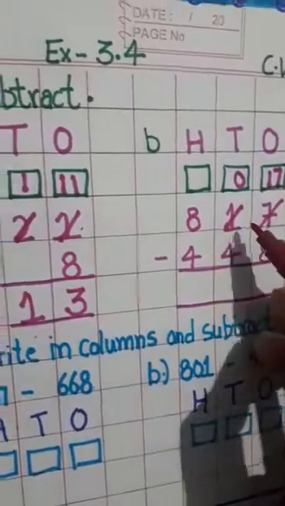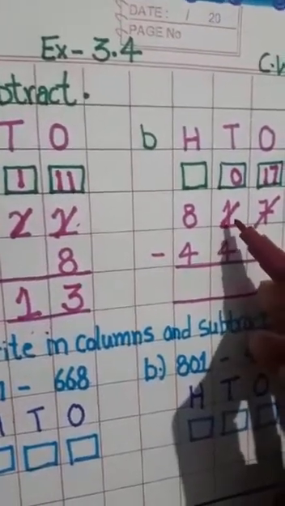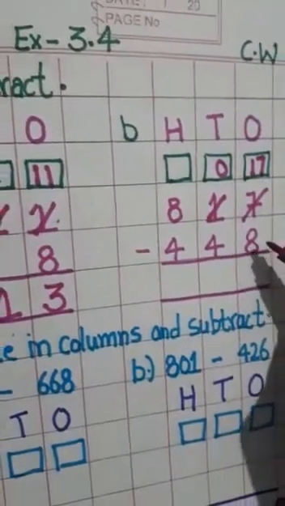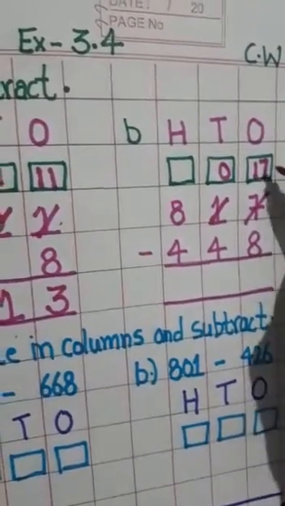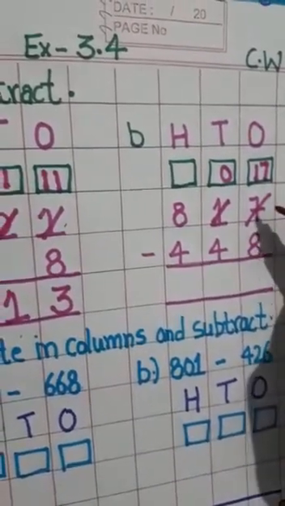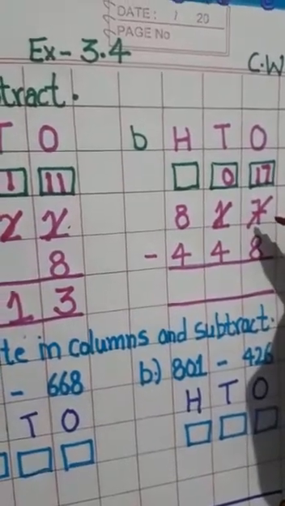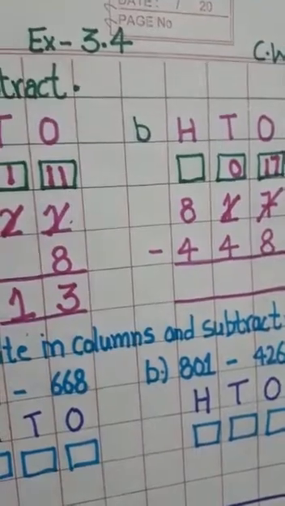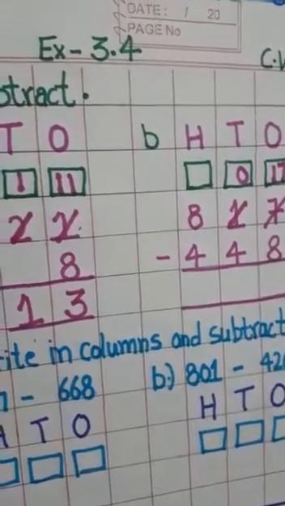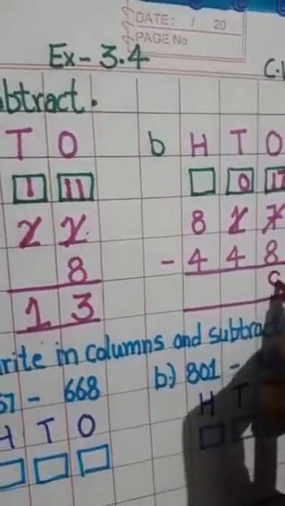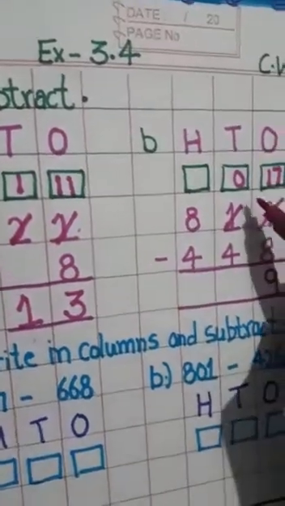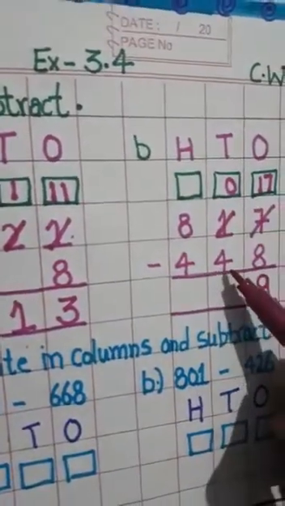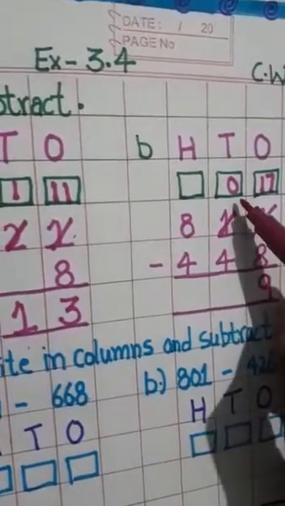As I told you, don't forget to decrease this number. Here is 17 and we have to subtract 8. Now you subtract 17 minus 8. Yes, the answer will be 9. Now come to the tens place digit. Here is 0 and 4. Can you subtract 4 from 0?